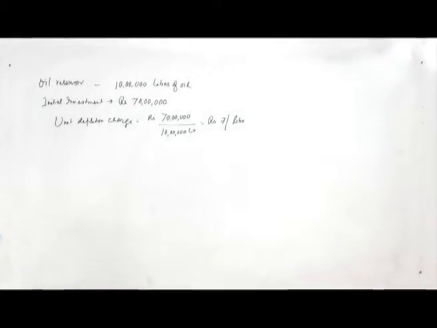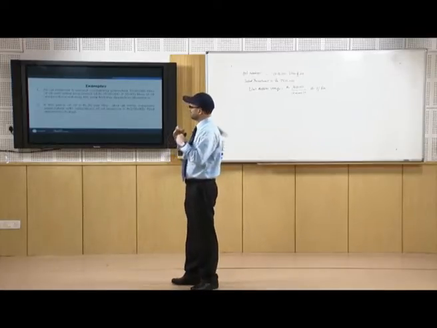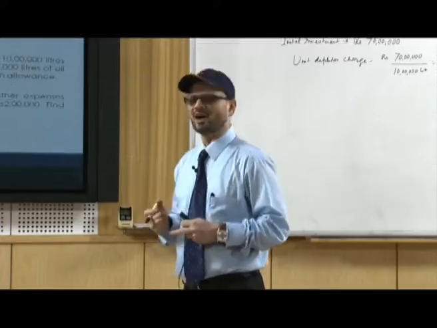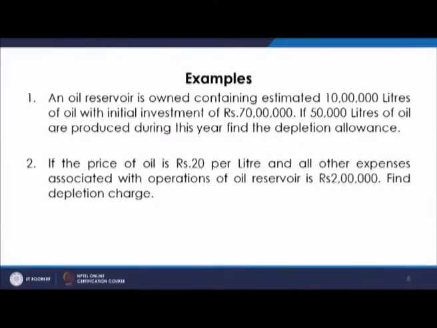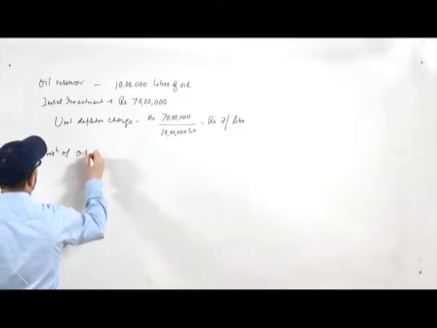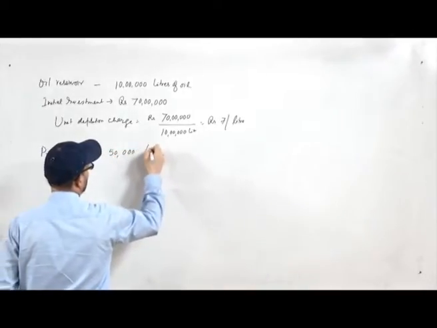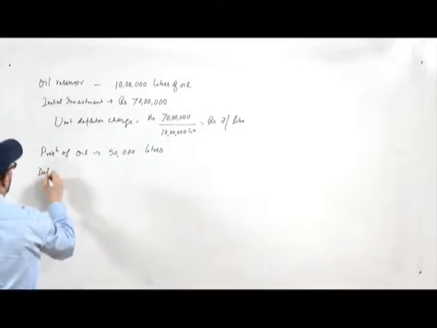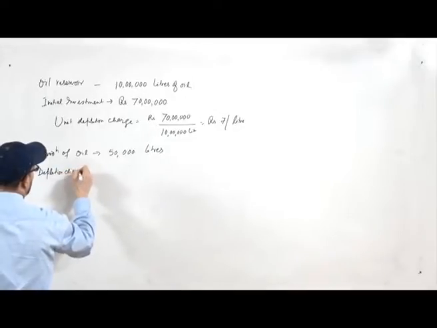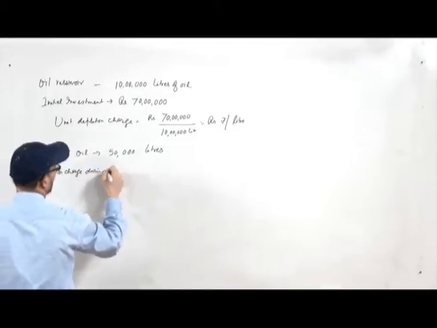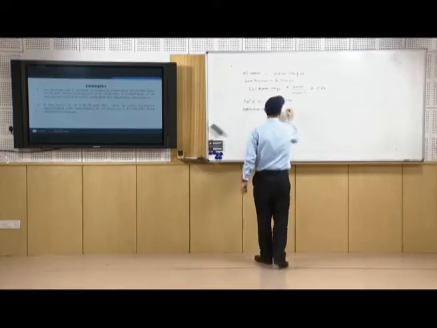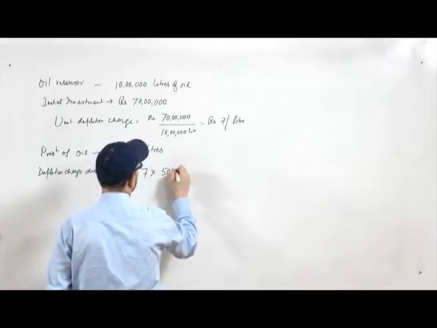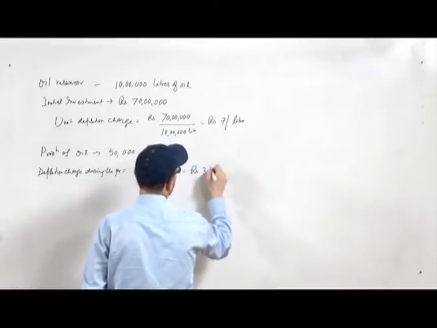So, basically as per the unit of production method, the depletion charge is calculated based on the amount you produce or extract from the reservoir. Now, it is told that you have extracted 50,000 liters of oil. So, production of oil is 50,000 liters. For 50,000 liters, the depletion charge during the year will be the unit depletion rate multiplied by the oil which has been produced. So, it will be 7 multiplied by 50,000, so it is rupees 3,50,000.